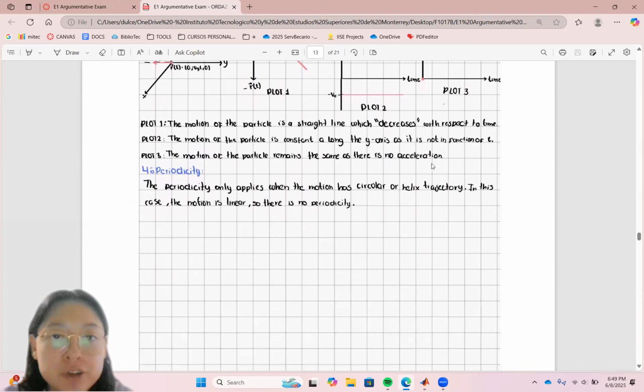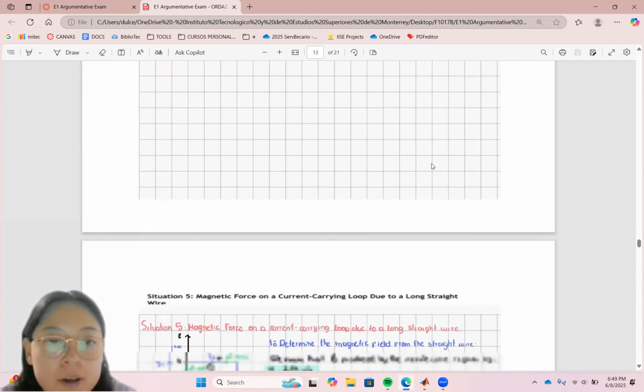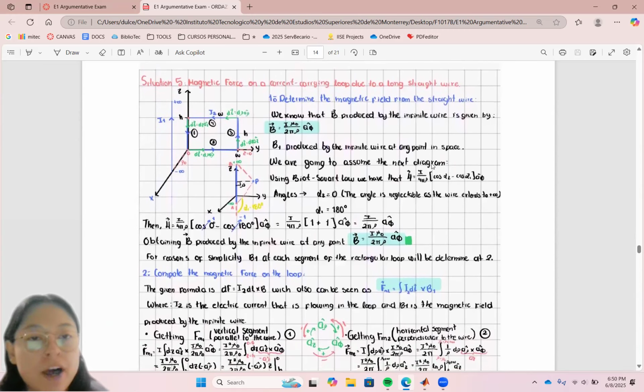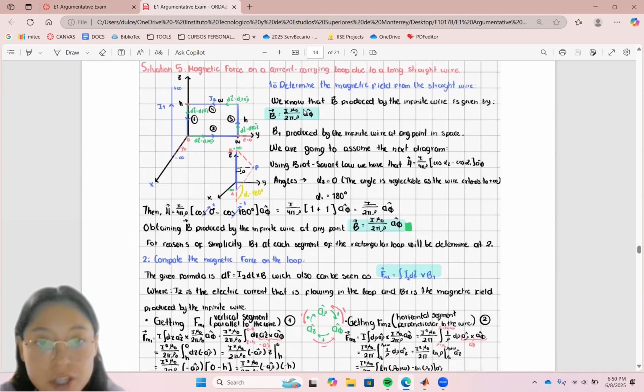And as we're talking about a line, there's no periodicity, because periodicity only applies when the motion has a circular or helix trajectory. Then, going to situation number 5, we have to determine the magnetic field from a straight wire. And we know the magnetic field produced by the infinite wire is given by this expression.